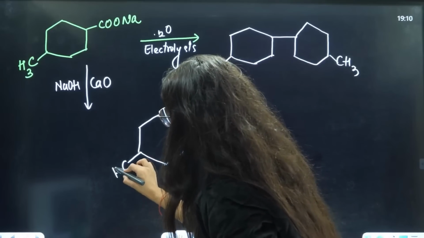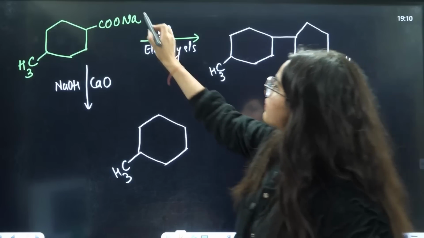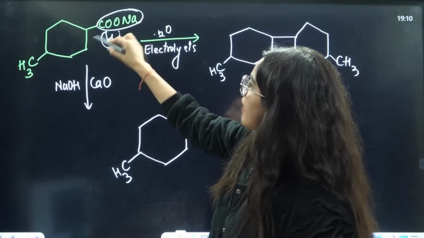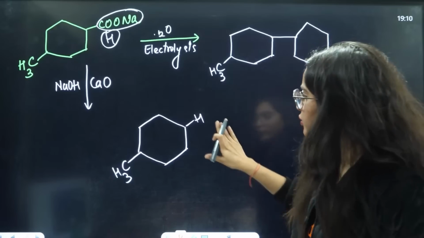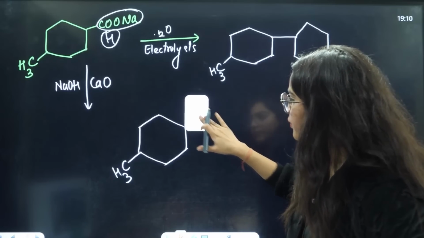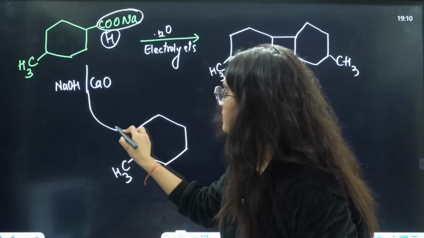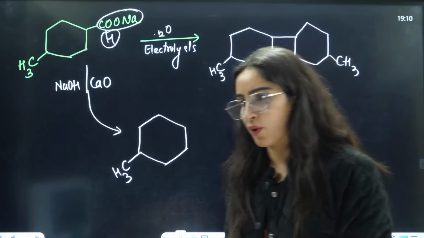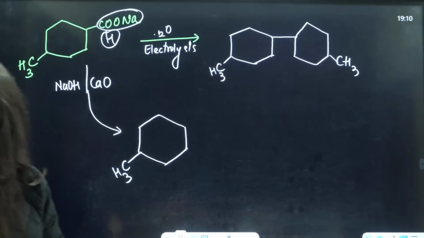What will be the answer here? CH3 will remain as it is. Here carbanion is the intermediate. This will be removed, and instead of this you will have hydrogen here. Or hydrogen, so we don't even need to mention it. So this will be the answer for soda-lime decarboxylation.